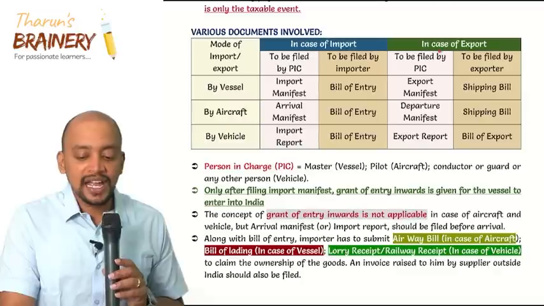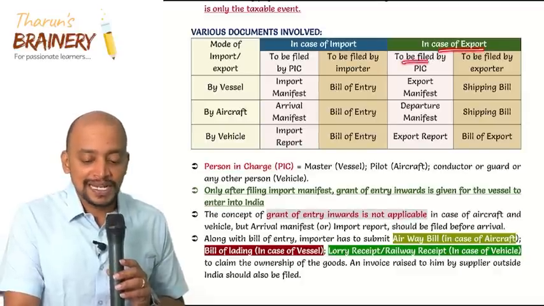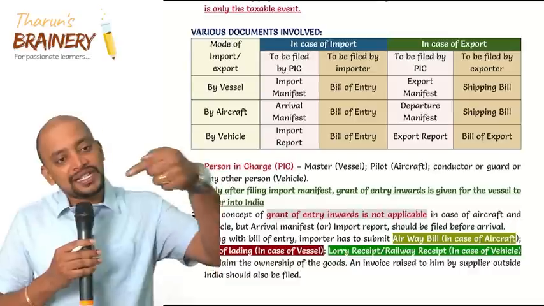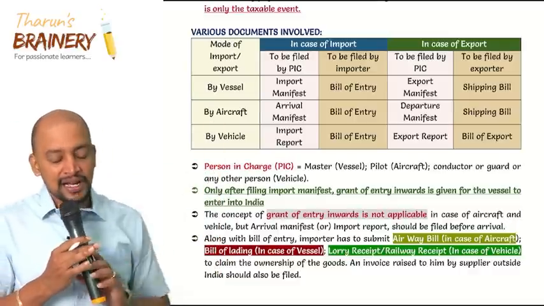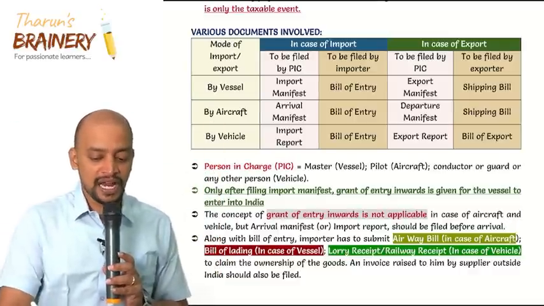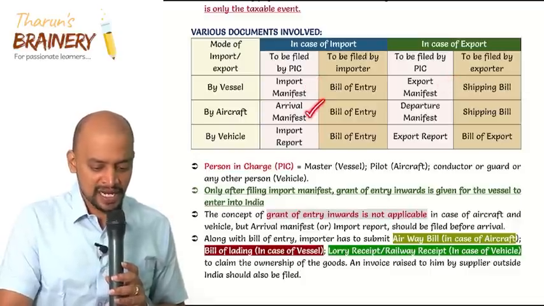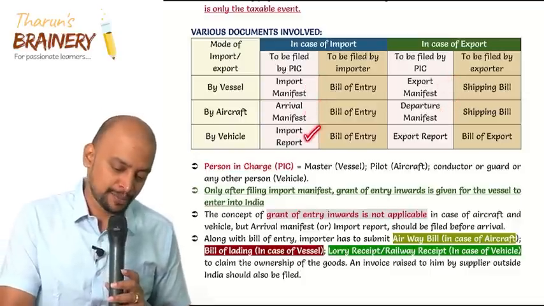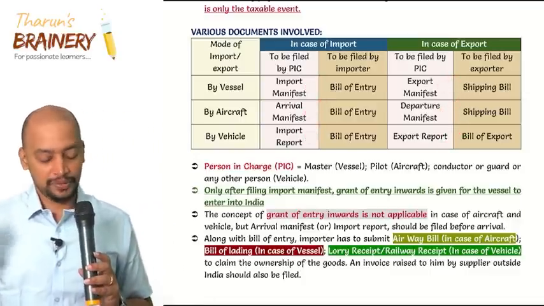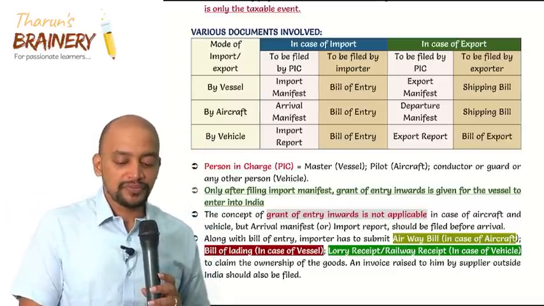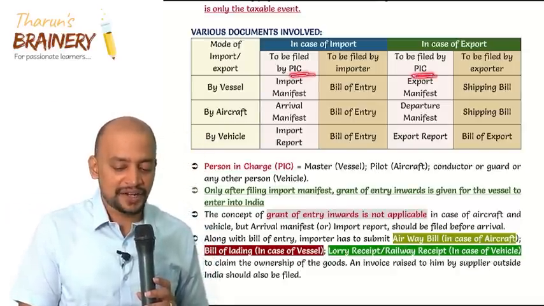In the same way, in case of export, the person in charge has to file a document containing the details of the goods which are taken outside India. So again, the same names: import manifest here, export manifest; arrival manifest here, departure manifest; import report here, export report. Who will file this manifest? Person in charge of the conveyance.